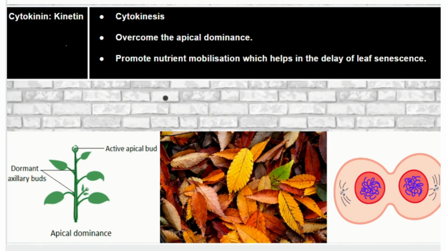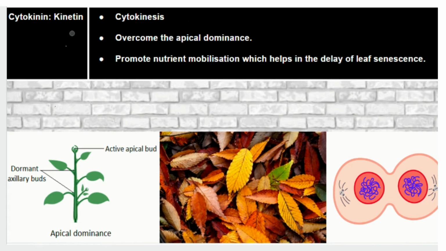First option is carnitine. Carnitine is a plant hormone, a cytokinin, which has a greater role in cytokinesis. Cytokinesis means cell division, the division of cytoplasm. During cell division, first the nucleus divides, and after the nucleus division, cytokinesis takes place, where the cytoplasm divides. So cytokinin promotes cell division and helps in cytokinesis.